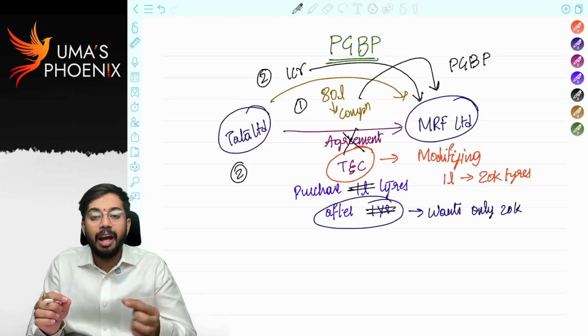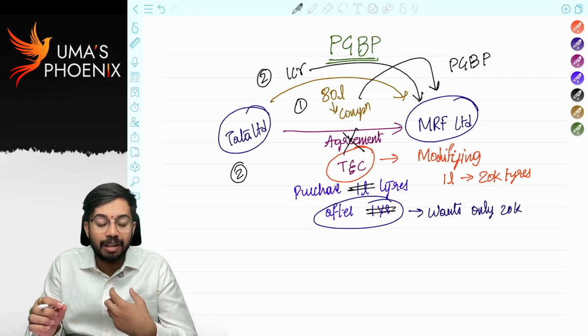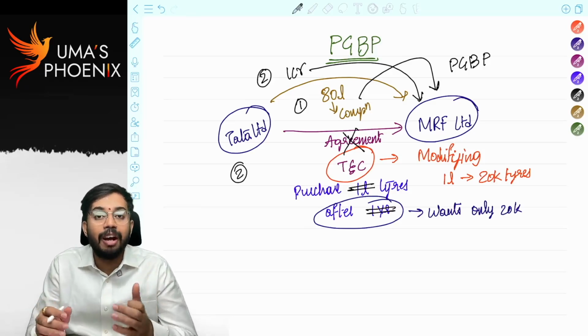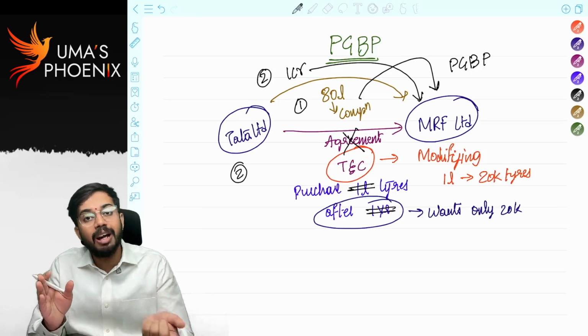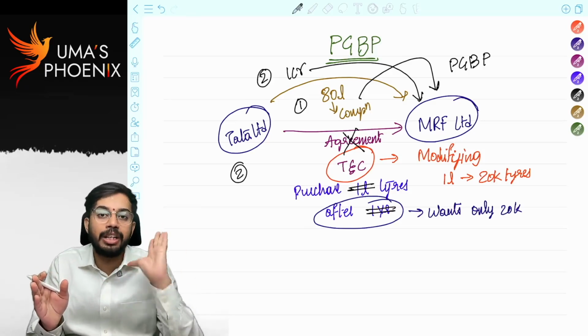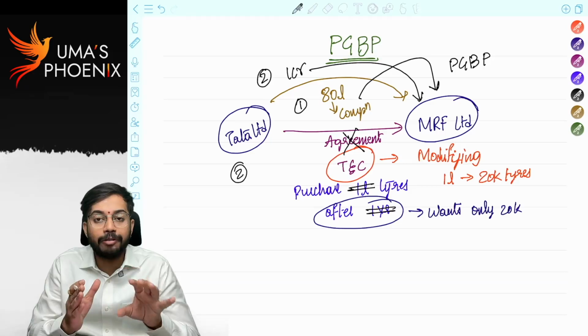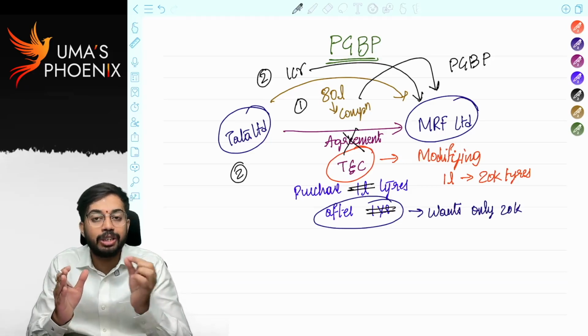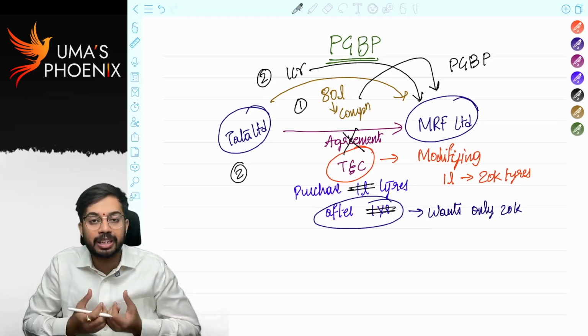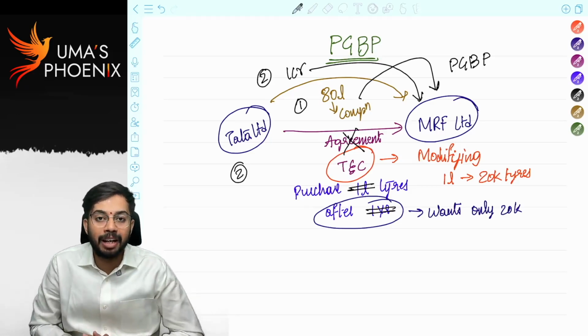Very clear. Any compensation that is received. Why is compensation received? Either for termination or for modification of terms and conditions of any contract. So for modifying or terminating terms and conditions of any contract, if any compensation is received, that compensation is taxable under the head PGBP. Are you able to understand?